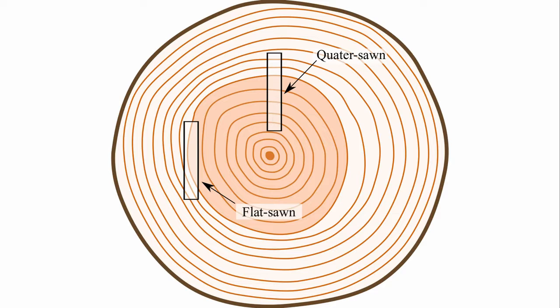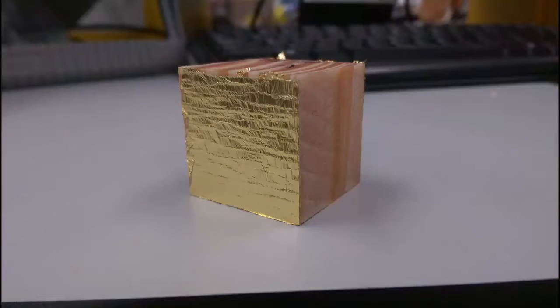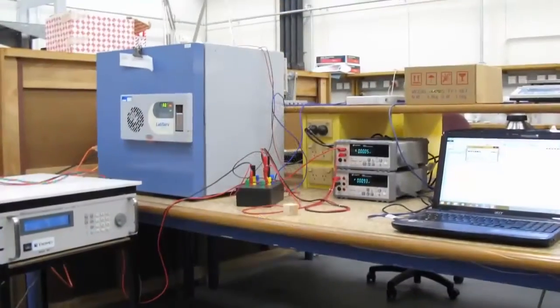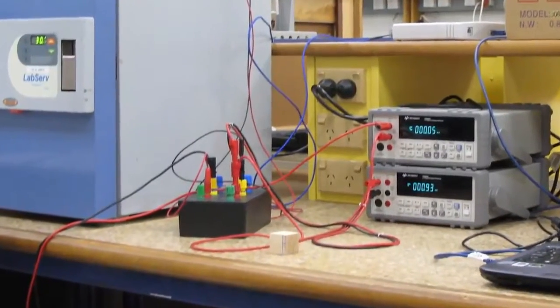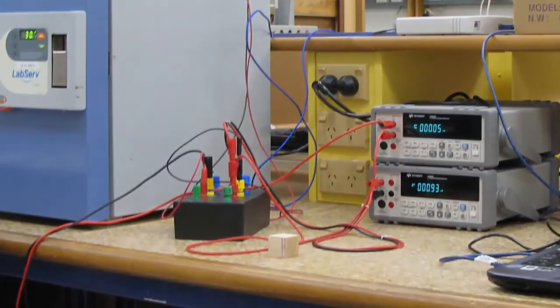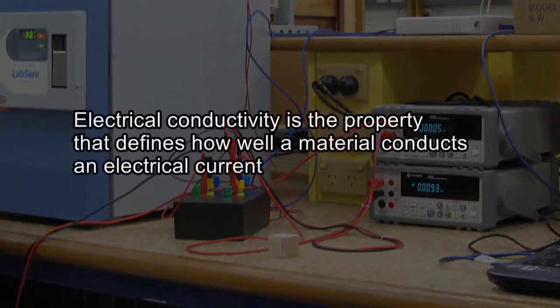To understand how the different parts of the wood heat up, we replaced the boards with 3 cm cubes. The cubes were much smaller than flat boards and contained only sapwood or heartwood. We measured the cube's electrical conductivity at different temperatures and in 3 principal grain directions. Electrical conductivity is the property that defines how well a material conducts an electrical current.